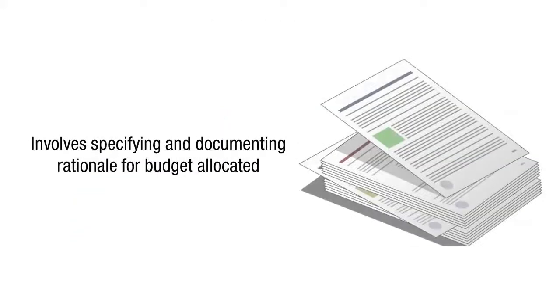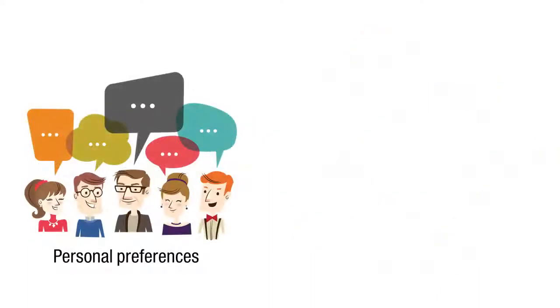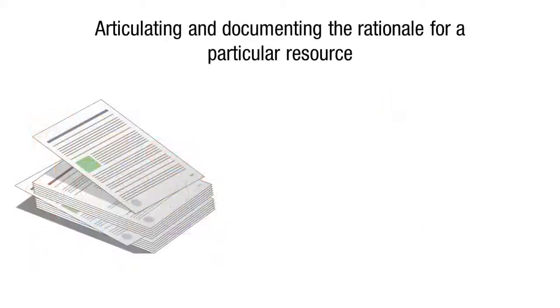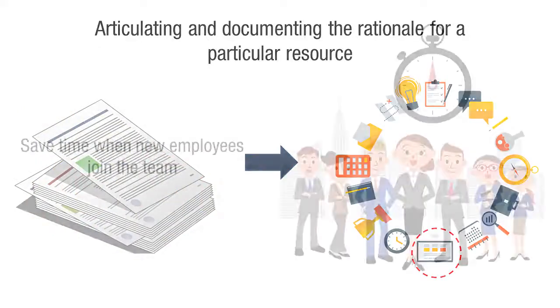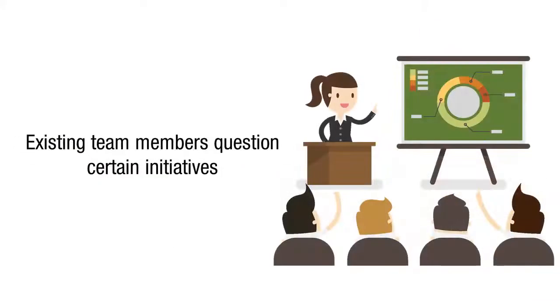Rationale for budget allocation. This involves specifying and documenting the rationale for the budget allocated, which reduces the possibility of irrelevant factors such as personal preferences or politics playing a role in budget allocation. Articulating and documenting the rationale for a particular resource can also save time when new employees join the team or existing team members question certain initiatives.